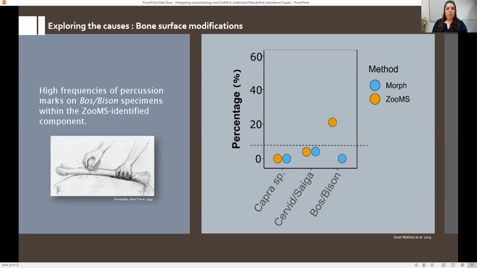However, the proportions of anthropogenic modification are more distinct within the ZooMS component, with high frequencies of percussion marks for bison specimens, with a mean of 24% for both layers A3 and A4 combined, while they occur at much lower frequencies in cervids, 2 to 4%, and are absent within Capra. Such increased fragmentation resulted from a specific hominid behavior during food procurement, providing a potential behavioral explanation for the six-fold increase in bison remains.